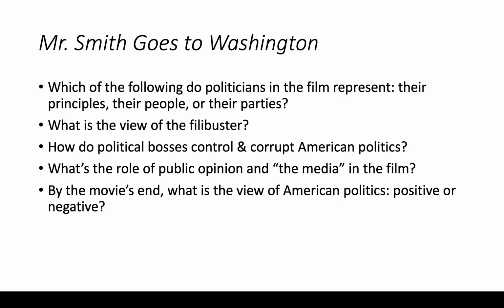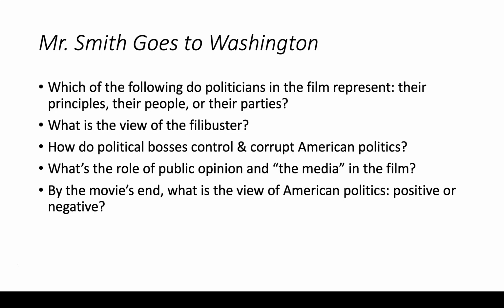What's the view of the filibuster? We hear a lot about filibuster in today's political dynamics. What's the view of the filibuster in this movie? How do political bosses control and corrupt American politics? We don't have this problem per se in American politics nowadays. But when this film was made, the issue of political bosses controlling and corrupting American politics was very much at the forefront. What's the role of public opinion and the media in the film?